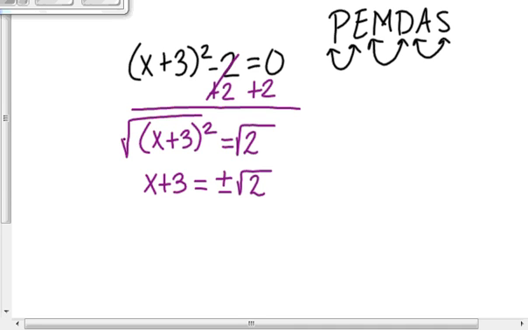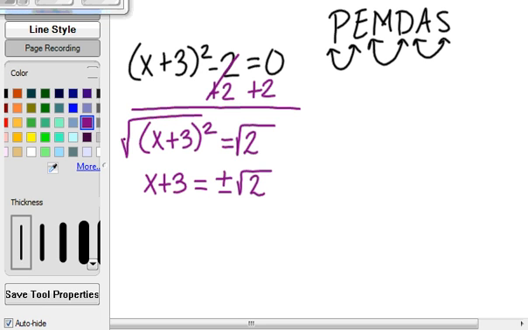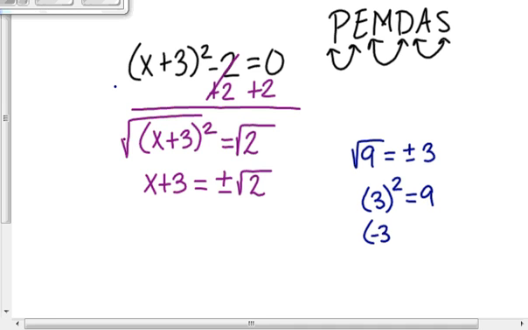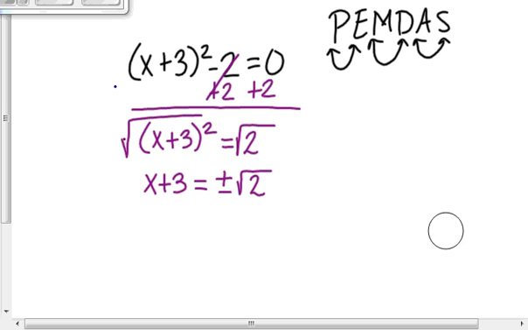Let's take a break and look and see why that is with numbers we're more familiar with. If we have the square root of 9, we get plus or minus 3. Well, why? Well, if I square a positive 3, I get 9. If I square a negative 3, you still get a 9 because that negative is being multiplied by itself, so it becomes positive. So that's why we end up getting a positive and a minus for any time we square root something.